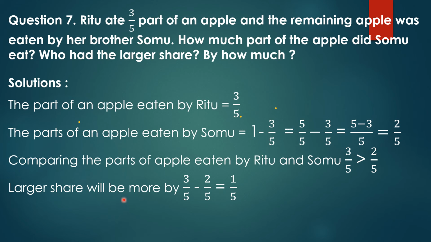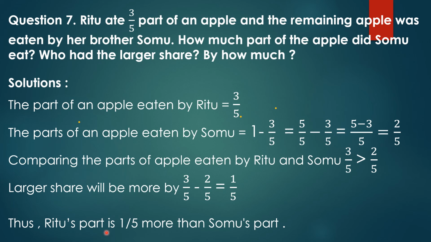So the larger share will be more by how much? For the third question, the larger share will be more by 3 by 5 minus 2 by 5. If we do this, we get how much larger part of the apple was eaten. 3 by 5 minus 2 by 5 equals 1 by 5, because 3 minus 2 is 1 and the denominators are the same, so this becomes 1 by 5. Thus Ritu's part is 1 by 5 more than Somu's part.